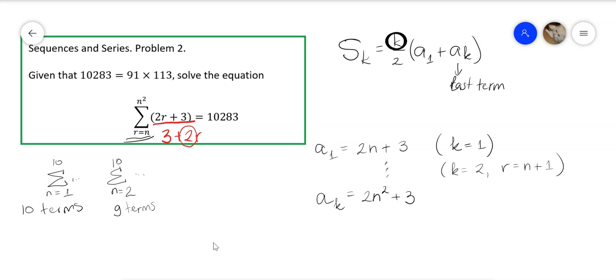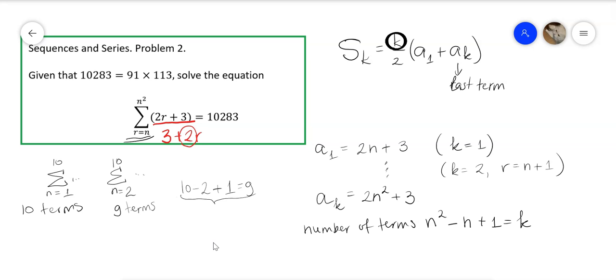But how do we calculate this? If we try to subtract 2 from 10, 10 minus 2 gives us 8. But we have 9 terms, so we need to add 1. Okay, so let's now use this analogy to calculate the number of terms in our problem. So the number of terms is n squared, subtract n, and add 1 to make it complete.